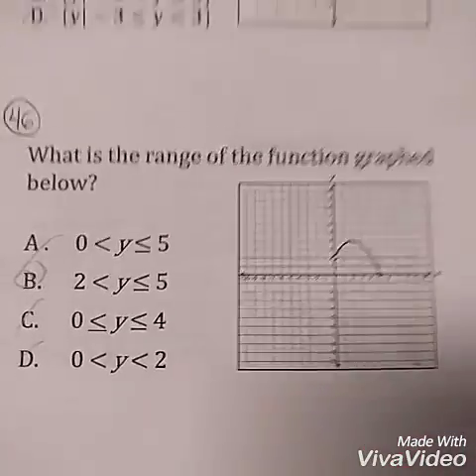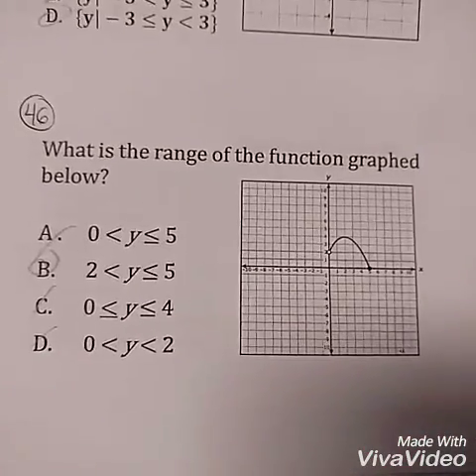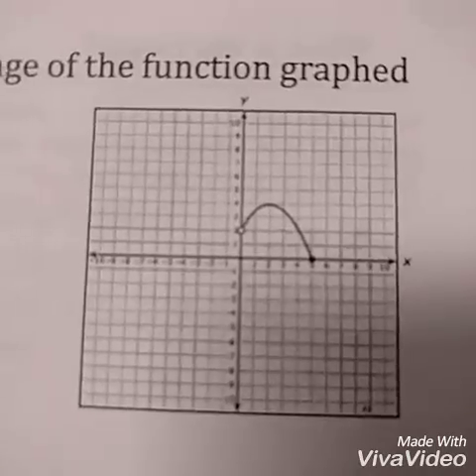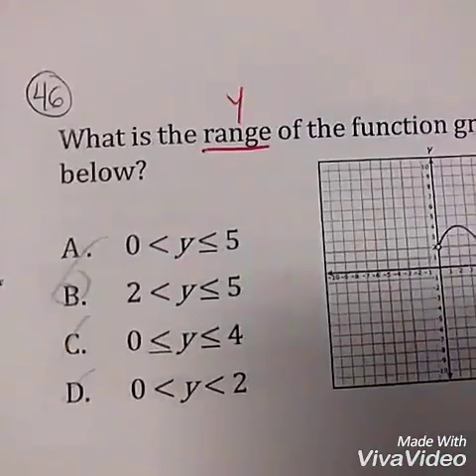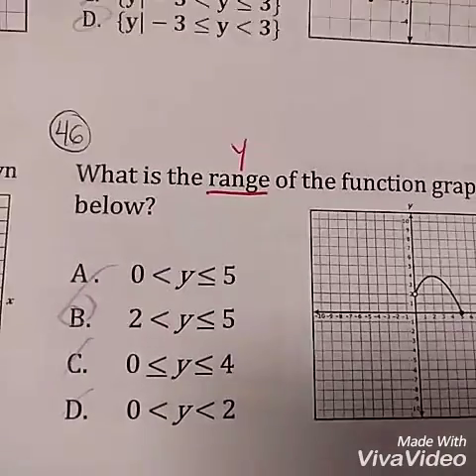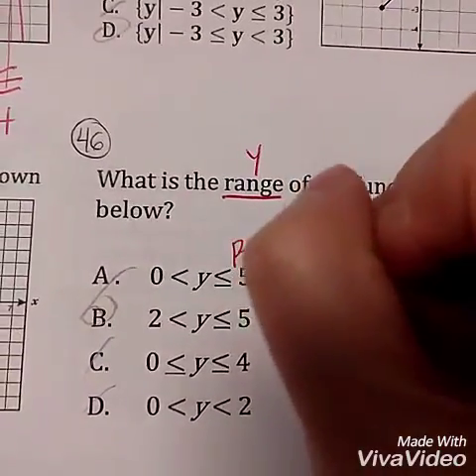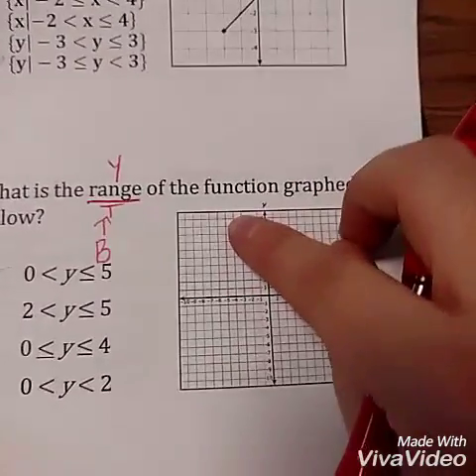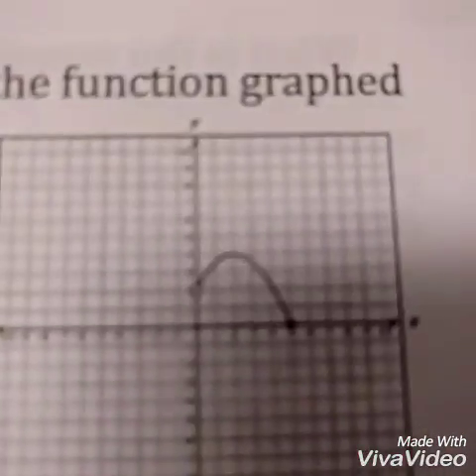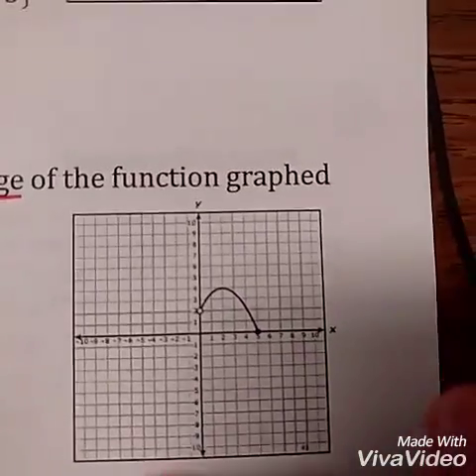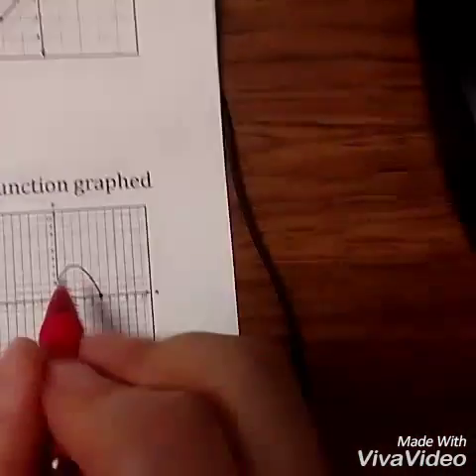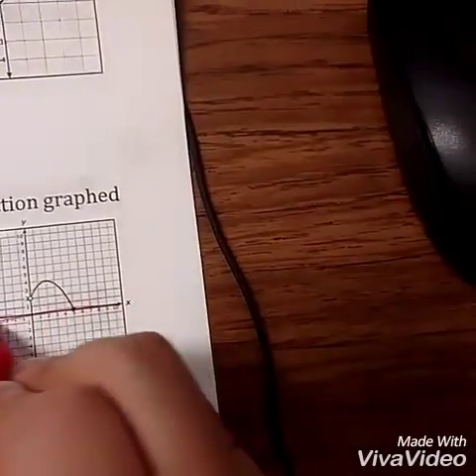Number 46, what is the range of the function graphed below? So here's my graph right here. And then they're asking for the range, which is Y. For the range, I'm going to look from the bottom to the top. Bottom to top. Remember, Y is up and down. Okay? So my graph right here, I'm going to label them the bottom. Bottom means you go from the bottom to the top right here. Your graph or the starting line right here.